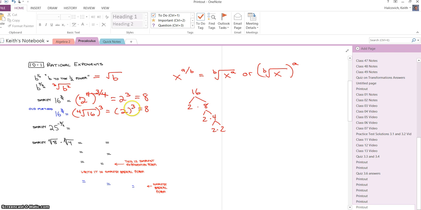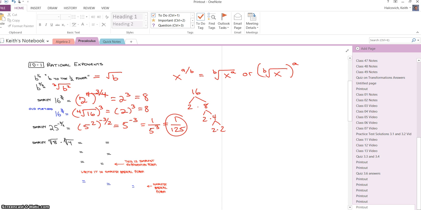Simplifying 25 to the negative 3/2. Well, remember, 25 is 5 squared. And then the 2's cancel out, so it's 5 to the negative 3rd. Remember, negative exponents means it moves to the bottom of the fraction. And 5 to the 3rd is 125.